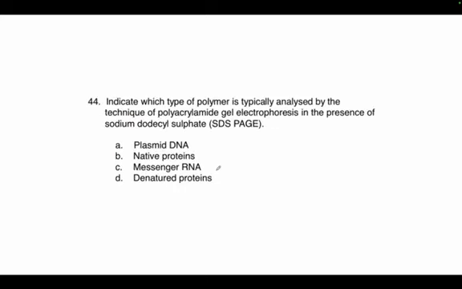Indicate which type of polymer is typically analyzed by polyacrylamide gel electrophoresis in the presence of SDS. Okay. Now, important part of this question is they've added in the presence of SDS. SDS we use when we want to analyze denatured proteins. Of course, without the SDS, we can also run a protein. It will then become a native gel. Polyacrylamide gels can also be used to analyze DNA. Okay, no one is saying you cannot run DNA on a polyacrylamide gel, but because of its pore size, it is more commonly used for proteins.